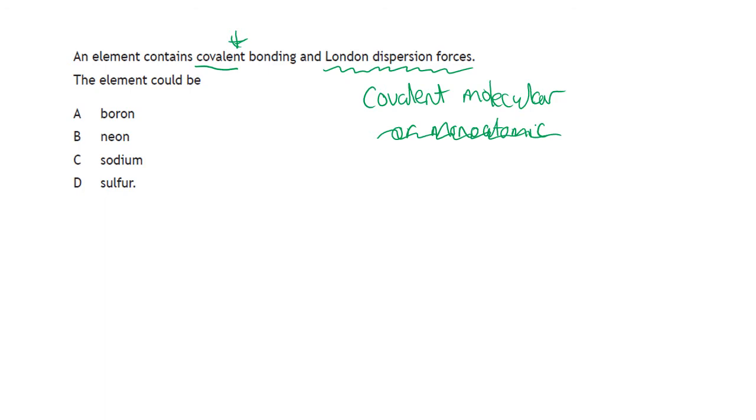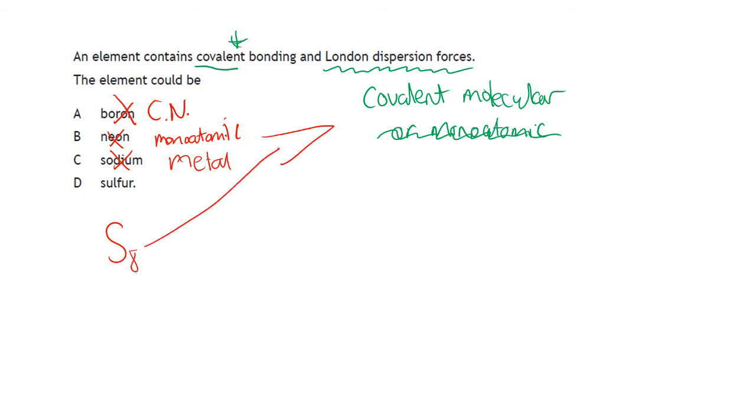Now, if we look at these ones, boron is a covalent network. So it's not covalent molecular, so it does not have London dispersion forces. Neon is monoatomic. Now that means it does not have covalent bonding. Sodium is a metal. Therefore, it does not have covalent bonds. And sulfur, if we remember, sulfur is S8, which means it is a covalent molecule, and it is our answer.